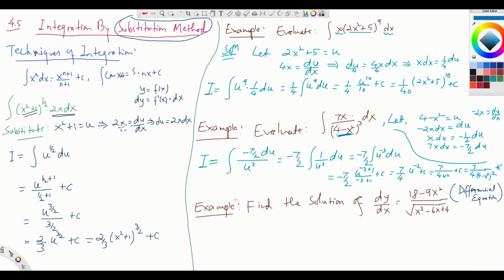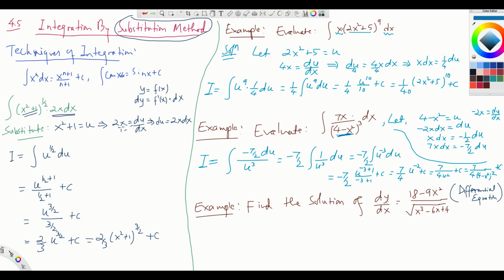So let me talk about this example. Find the solution of this dy over dx equals to that. So this is called differential equation. Why is that? Because this has a derivative. If an equation has a derivative, then we call that a differential equation. So how do I find out the solution?